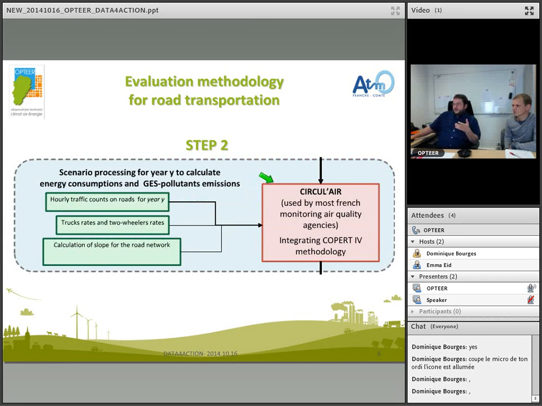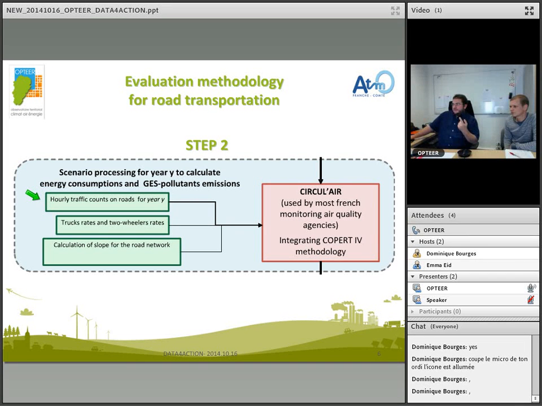The second step implies, of course, taking the data from the first step, which is the modeled road traffic, but also adding more information about, especially, the temporal variation of the traffic. So we use all the hourly traffic counts on the road that we can find. There are not a lot of those, but they are very useful because it allows us to insert in the model we are running an evaluation of the saturation effect on the roads at peak hours and give more realistic speeds to use in the COPERT methodology.